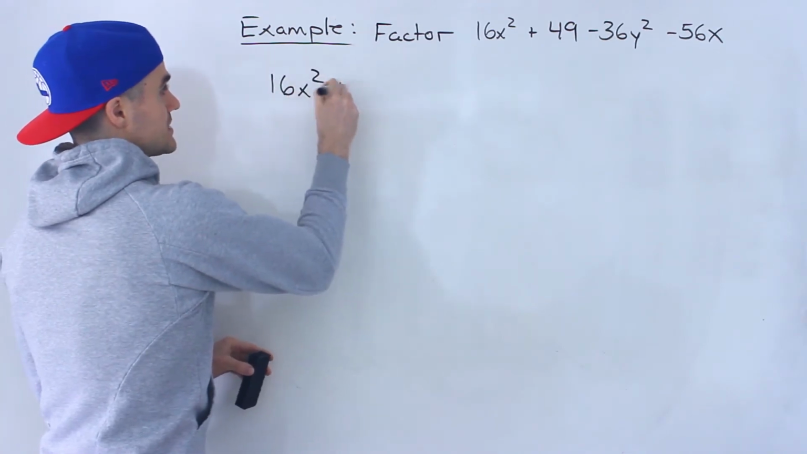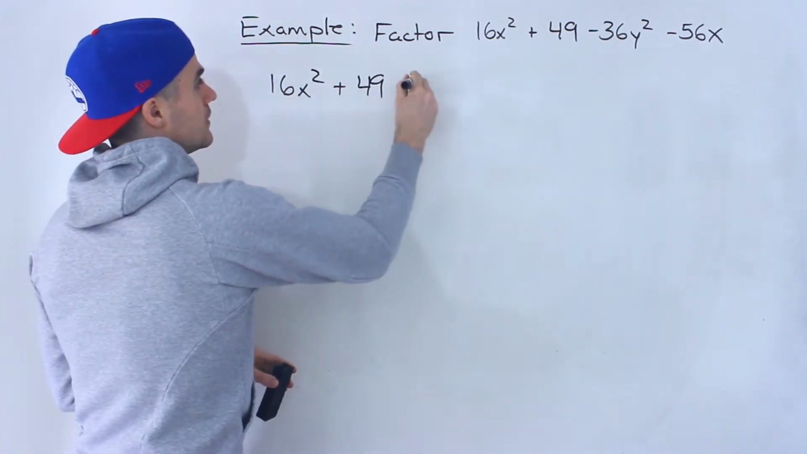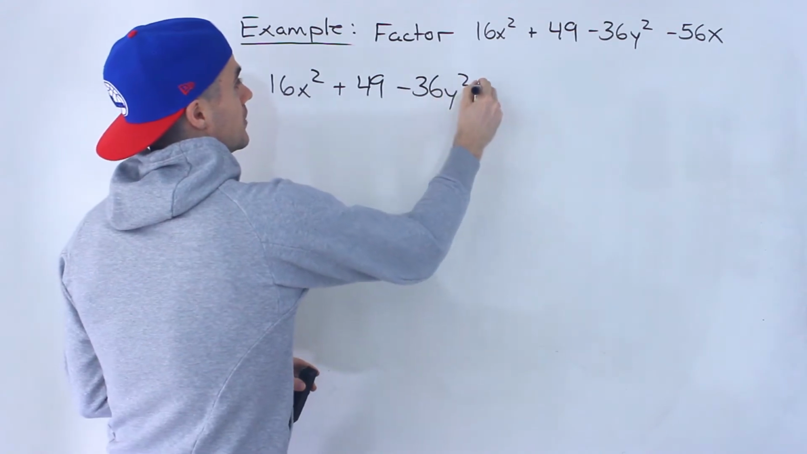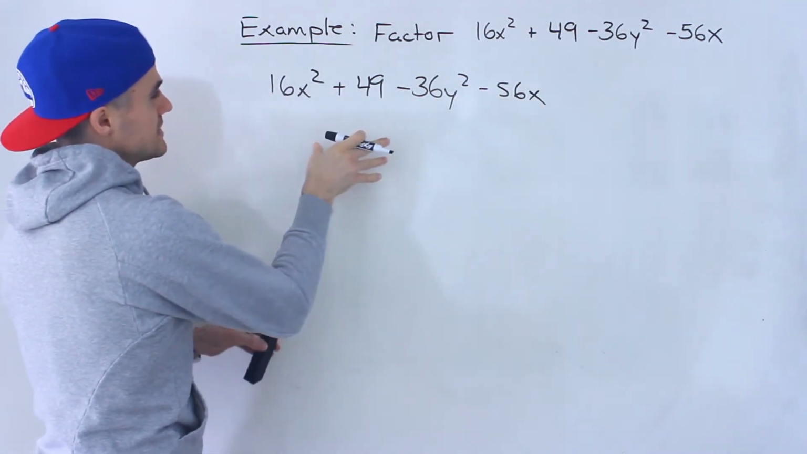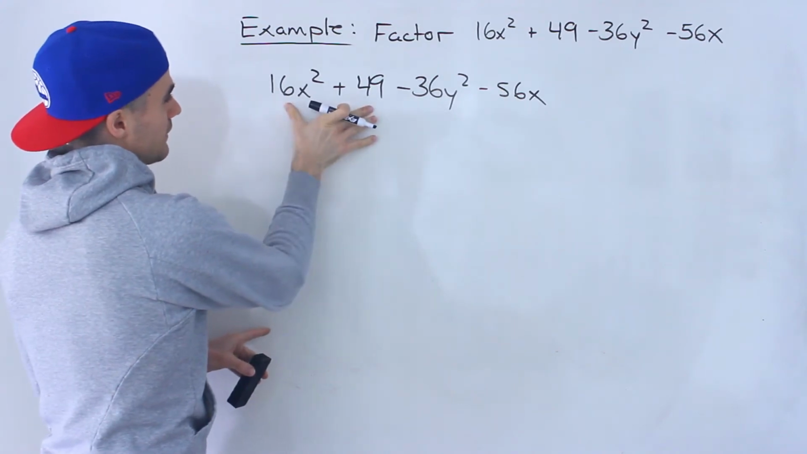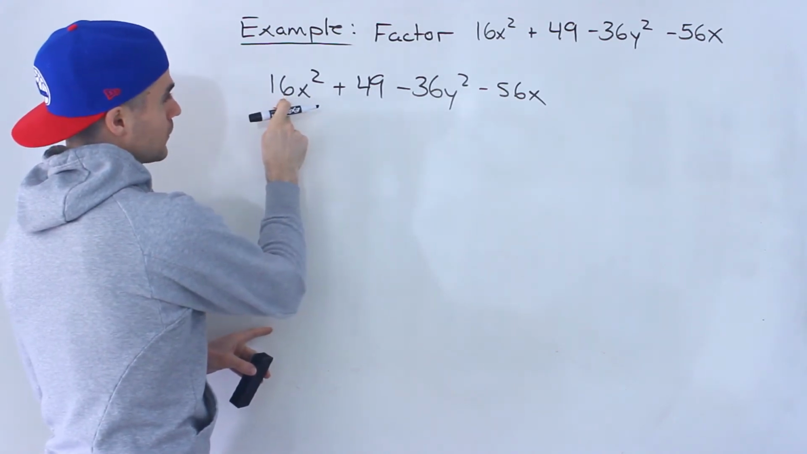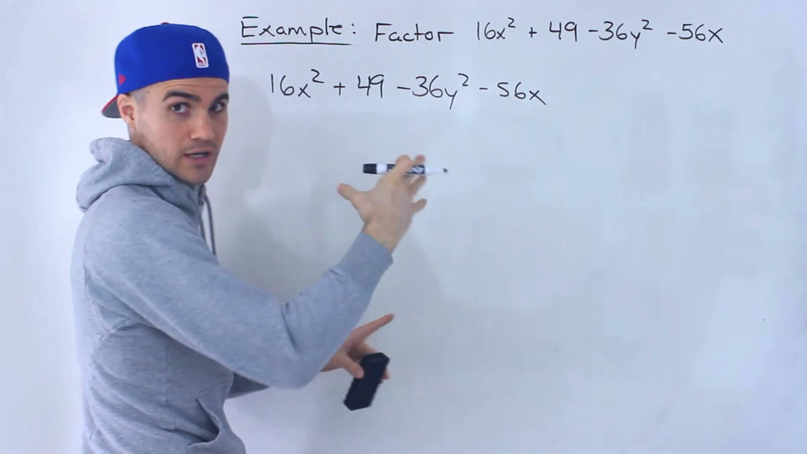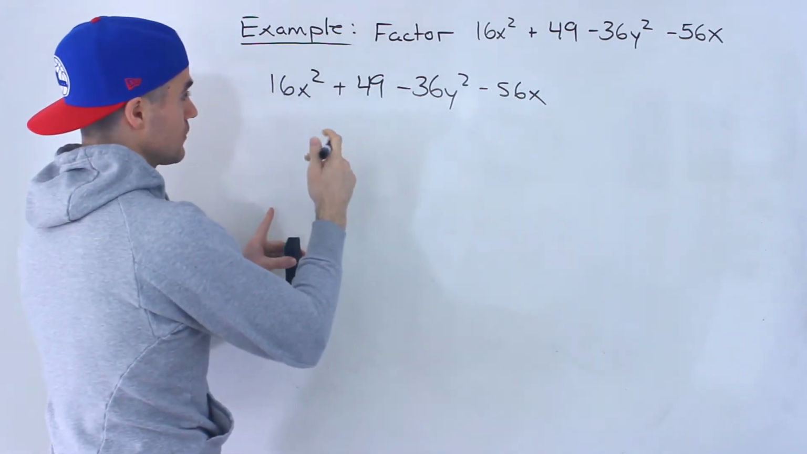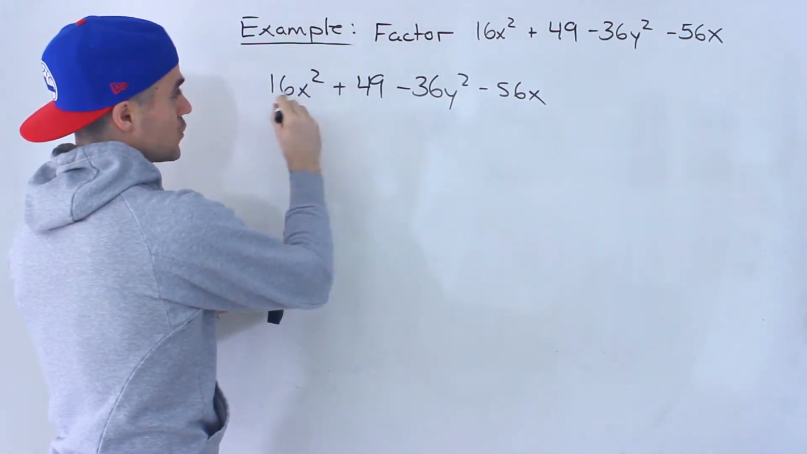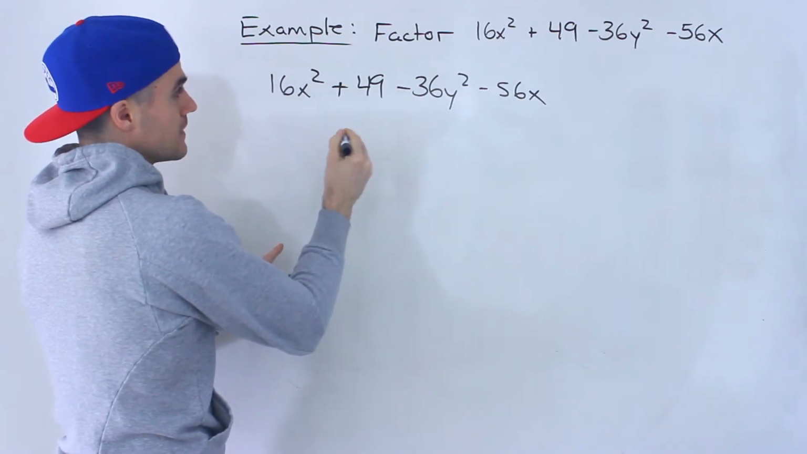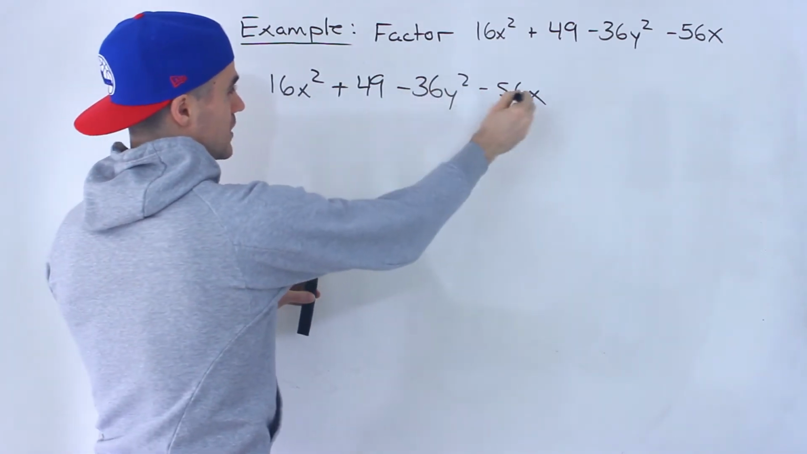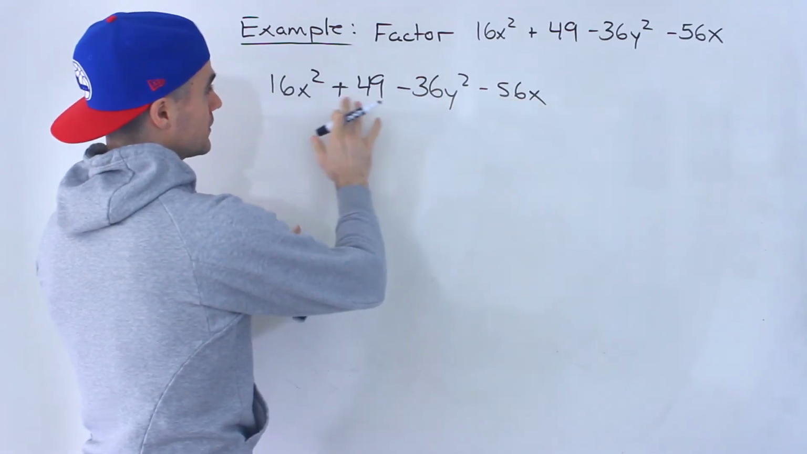It's kind of tough to see what to do initially, but you can work with this and see if anything is possible. Notice we can't really factor here, even though the square root of 16 is 4 and the square root of 49 is 7. That's smooth. This is not like a difference of squares because we have this positive, so we can't do that. Then we got this minus 36y squared, 56x. It's just kind of weird.